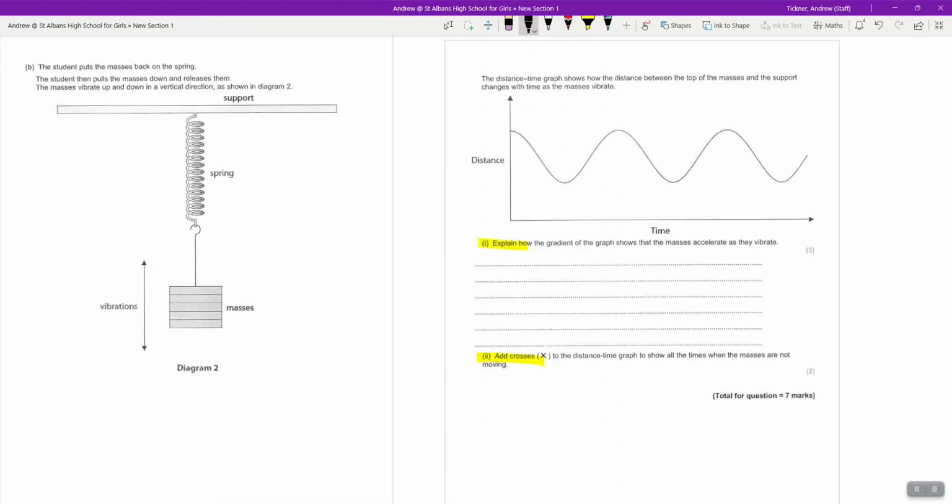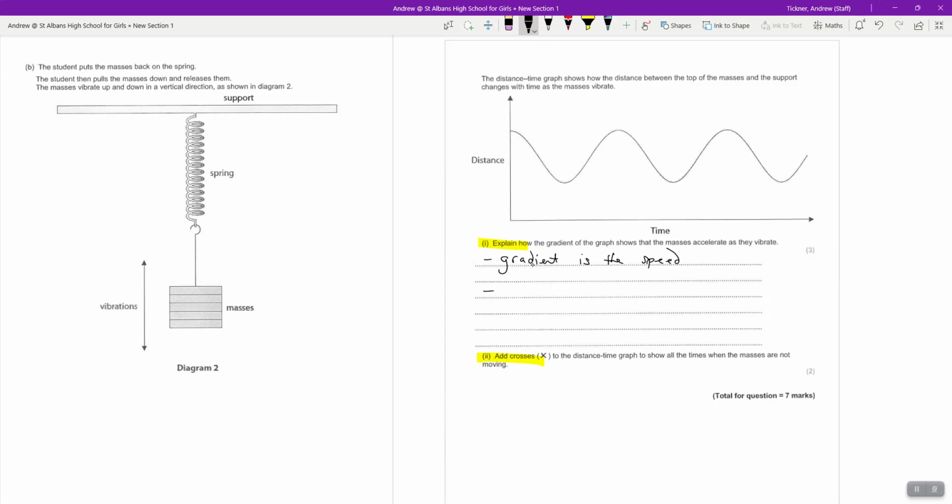Okay, so what we need to think about is we've got a distance time graph. What can we work out from the distance time graph? We can work out the speed from the gradient. So our first marking point is to say that the gradient is the speed. Is our first marking point.